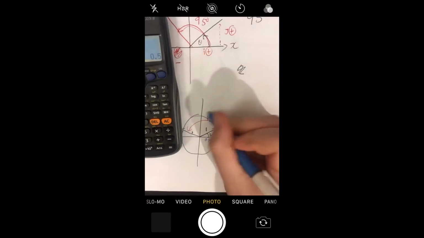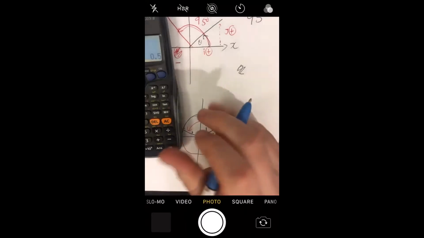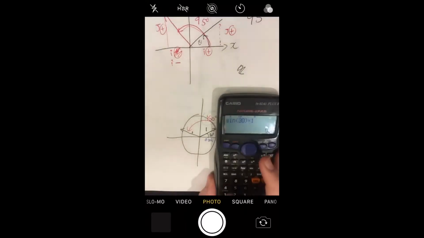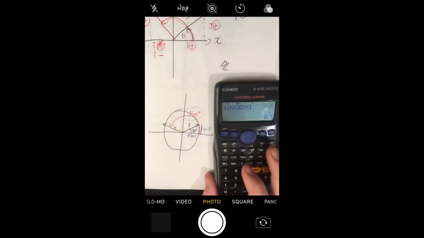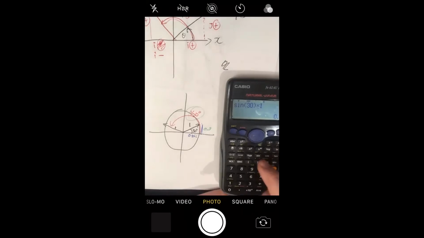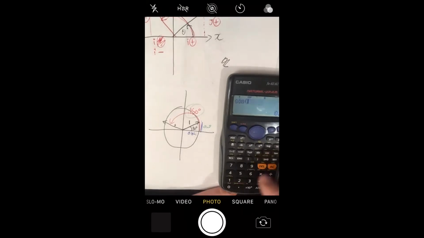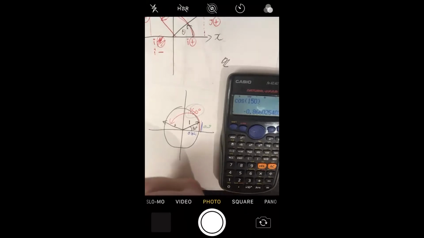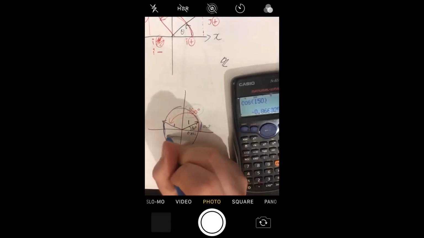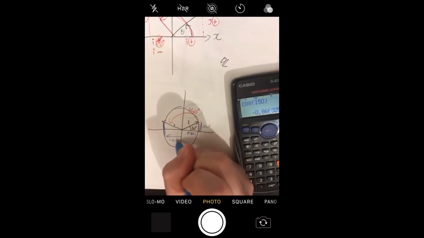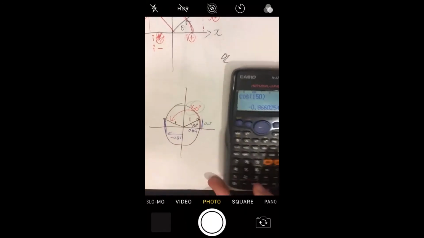But let's now use the 150. What happens when I use the 150? What does that do to our problem? If I do cosine of 150, that's actually negative 0.86, which makes sense because it's actually negative. So that's going to be negative 0.86. It's actually the same distance.